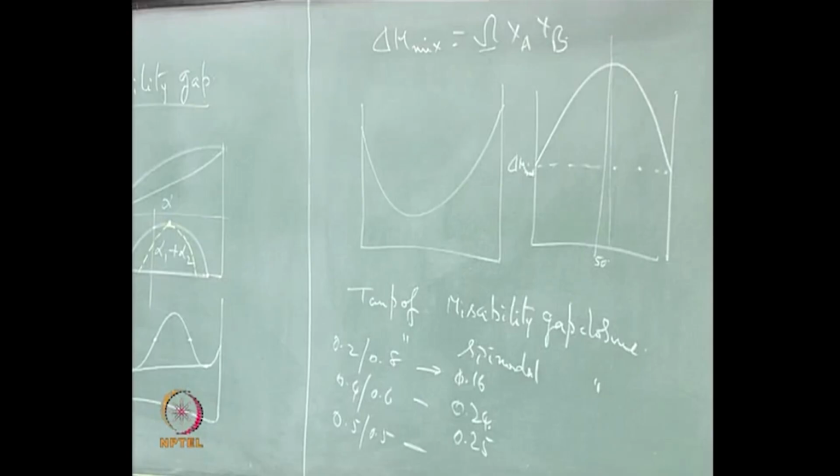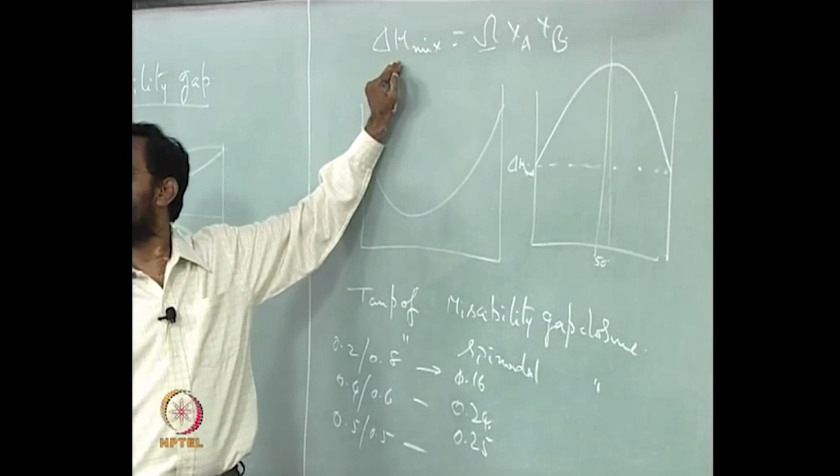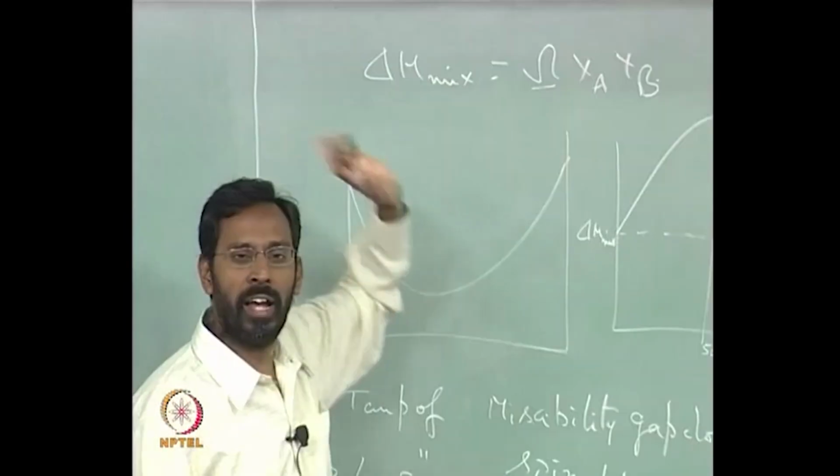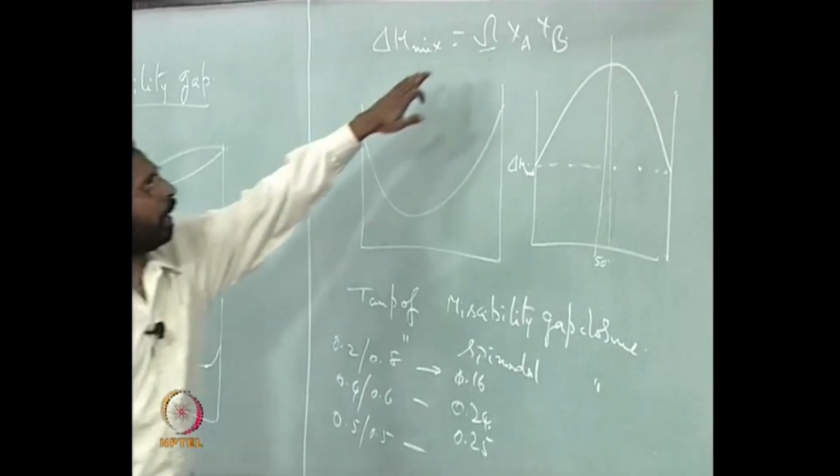When omega is 0, as simple as that. When you have an ideal solution, then when omega is 0, obviously delta H mixing is 0. So, that is a very remote situation, we are not considering that. So, we are looking at omega being positive.